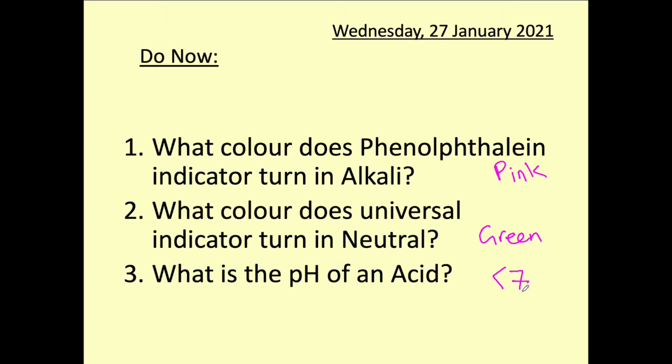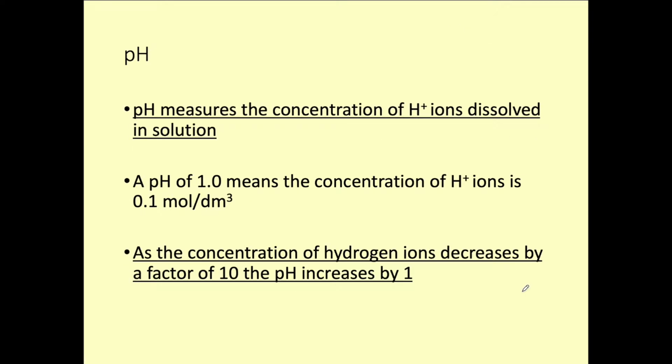So we looked last lesson at pH, and we said how pH measures the acidity or how alkaline a solution is. But the way in which we work out the pH is actually by using the concentration of those H+ ions that have been dissolved in the solution.